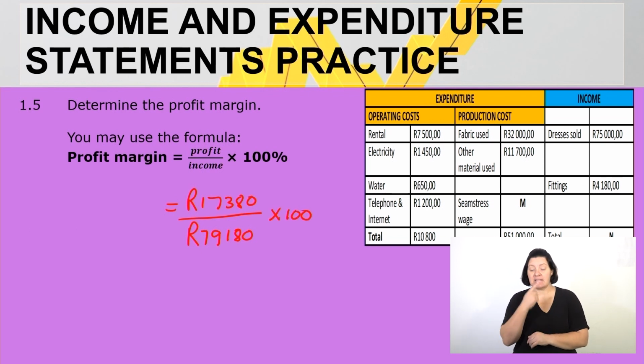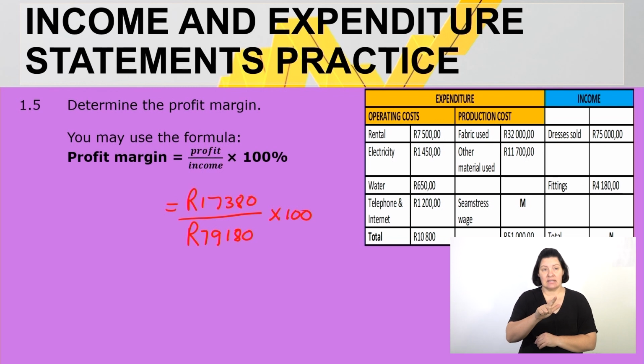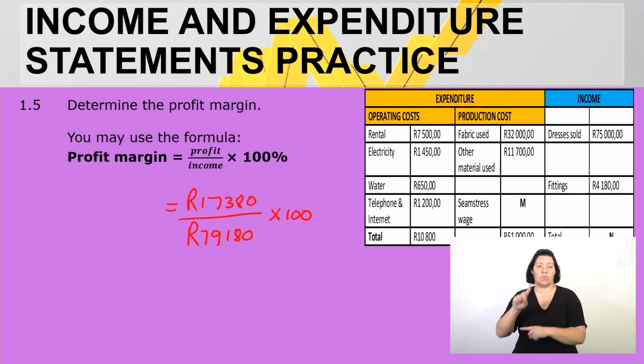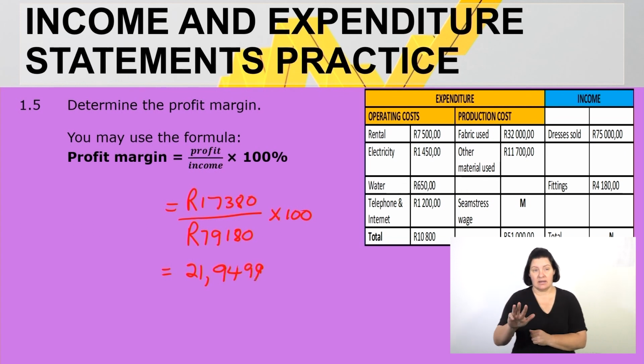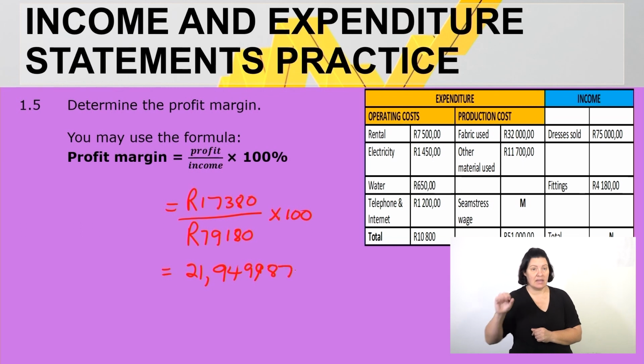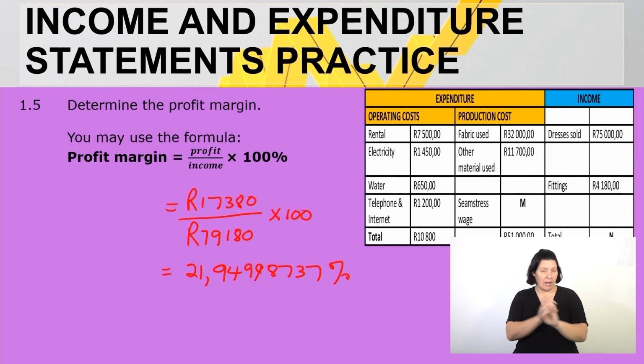So let's go through this by saying 17,380 rand divided by your 79,180, which is your income, multiplied by 100. Okay, so that should give us a percentage of 21.949,8737%. All right, I hope that is clear.